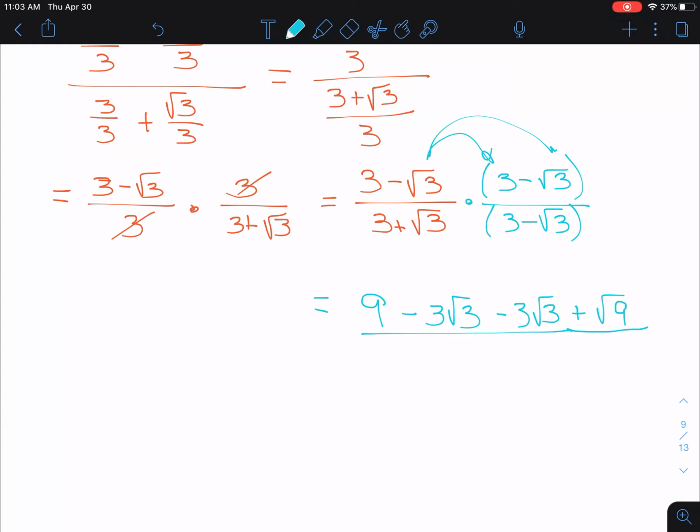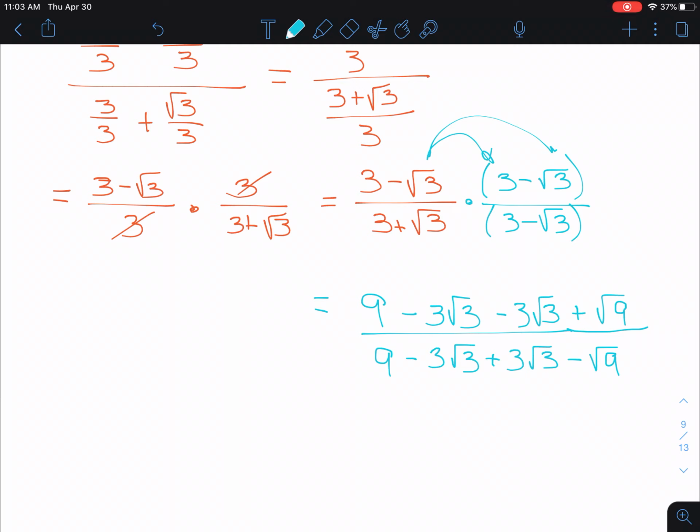Let's do the bottom. So I'm just going to distribute again here. I get 9 minus 3 root 3, and then plus 3 root 3, and then minus square root of 9. Pause if you need to see where that came from.